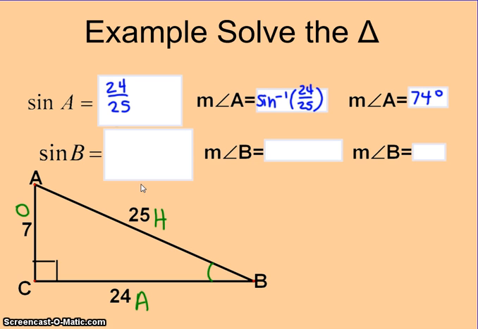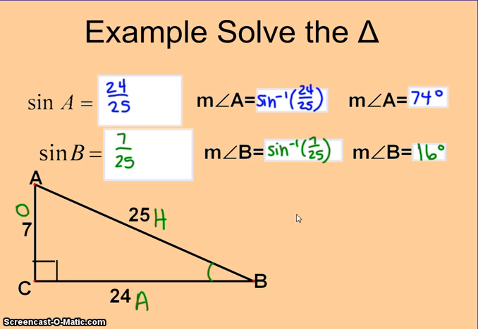So we're going to continue with sine because that's what the problem says, sine of B. And it's opposite over hypotenuse, or 7 over 25. So I need to find the sine inverse of 7 over 25. Let's type that in our calculator, sine inverse of 7 over 25. I got like 16.26, so we're going to continue rounding to the nearest whole number, and I get 16.